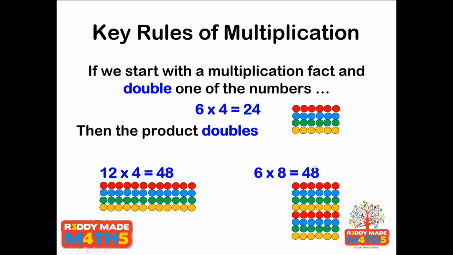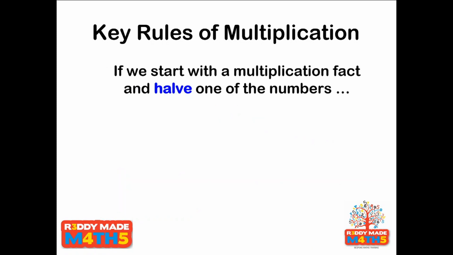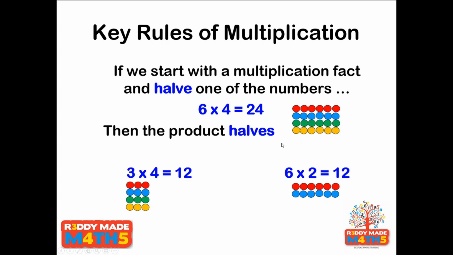We looked at that in the previous video. Alternatively, we haven't looked at this one yet, but the principle still applies. We start with the same fact, 6 multiplied by 4. If we halve either the 6 or the 4, the product halves. You can see that straight away because you can see half of the amount we started off with. Here's the 24, which is 6, 4 times. We have the 6, we now get 3, 4 times, or 3 times 4. Or alternatively, we halve the 4, and rather than getting 6 times 4, we get 6 times 2. So again, the same principle applies. If you halve one of the numbers, the product halves.